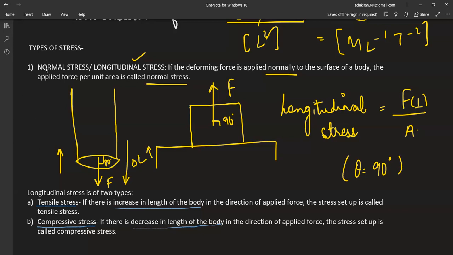So till now we have just discussed one, where the component that is changing is the change in length. Either it's increasing or it's decreasing, but there is a change only in the length. And one more condition which is essential is that theta is 90. Note it down.